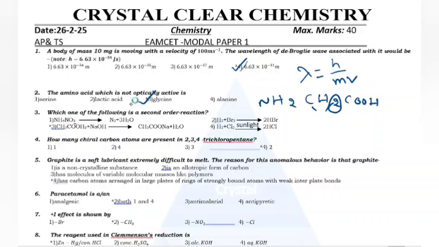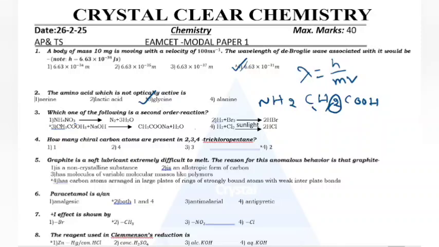Let's move to the next one. Which of the following is a second order reaction? If we consider these reactions, they are photochemical reactions where sunlight is required, and we know the reactions which occur in the presence of sunlight are zero order reactions. And not only that, reactions which involve a catalyst also come under zero order reactions.